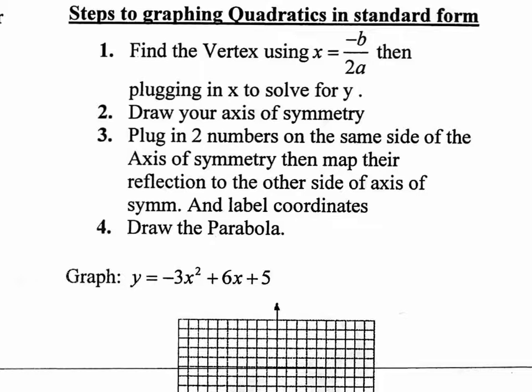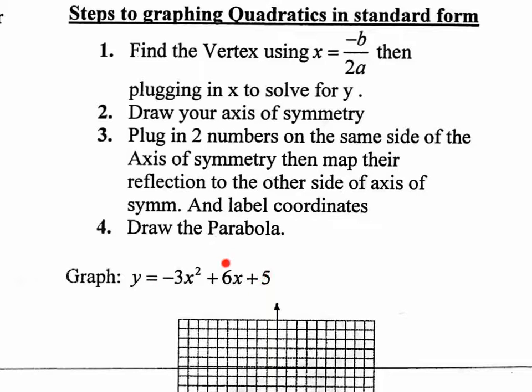That'll help you when it comes to saving time, because if you put them on the same side, you're going to be able to reflect them to the other side of the axis of symmetry and label the coordinates. And then you draw your parabola through the points. So it looks like a confusing four-step process, but it's pretty simple. Let's start with step one.